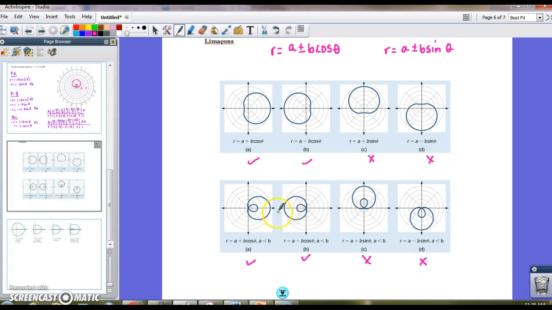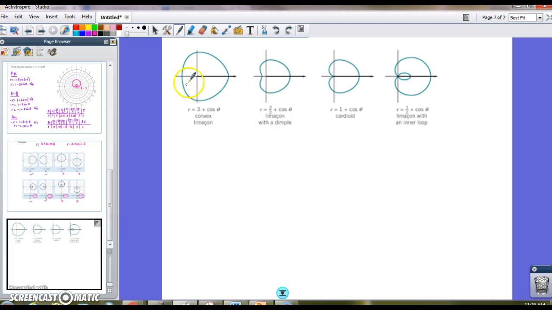And when you have an inner loop, that specifically happens when a is less than b. So that scenario gives you an inner loop. Okay, and then quickly, just to wrap it up, these are the different forms of those. You might have a convex that's almost kind of flat on one end. You might have a dimple. This is called where it buckles in at the origin.